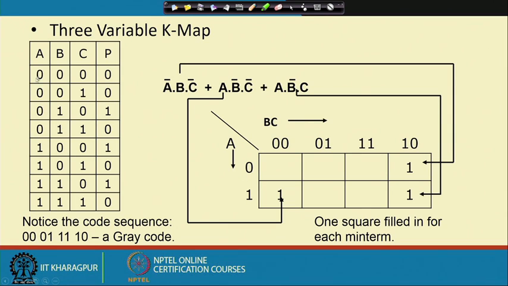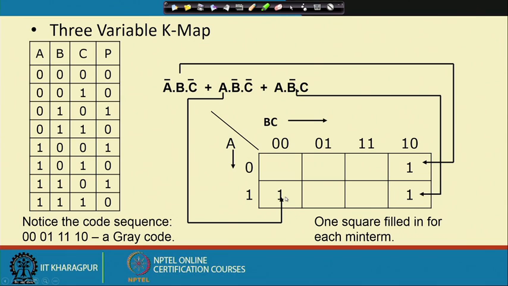Let us take a 3 variable function. This is ABC, the combination varying from 0 0 0 to 1 1 1, and this is the output column, the function P. This is 1 at 0 1 0, 1 0 0 and 1 1 0. So, 0 1 0 is this one, then we have got 1 0 0, which is this one, and 1 1 0 is that one.